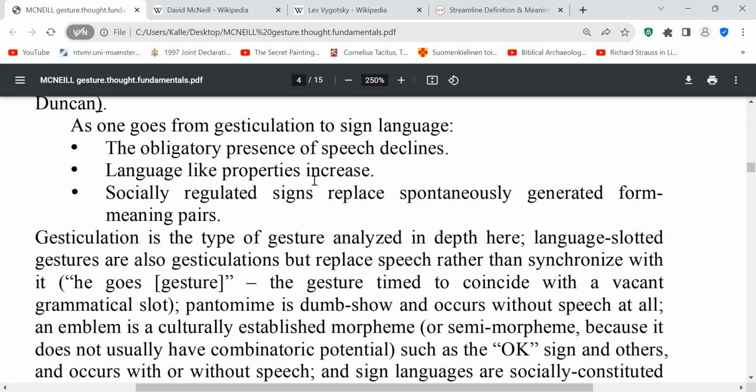Language-like properties increase. Morphemic features. Three, socially regulated signs replace spontaneously generated form-meaning pairs.